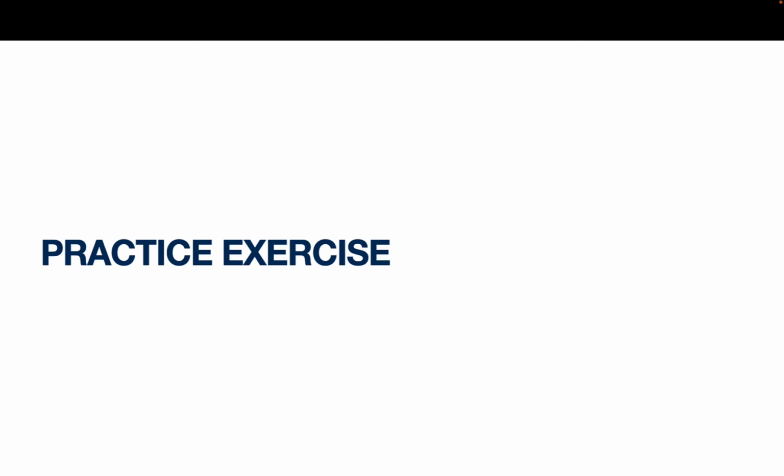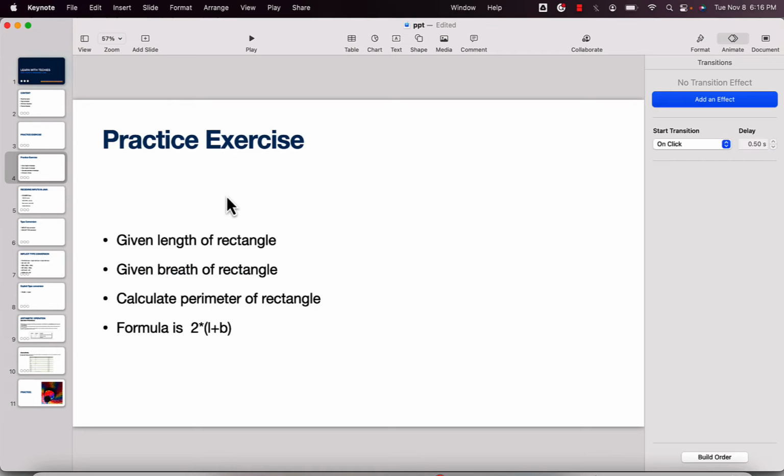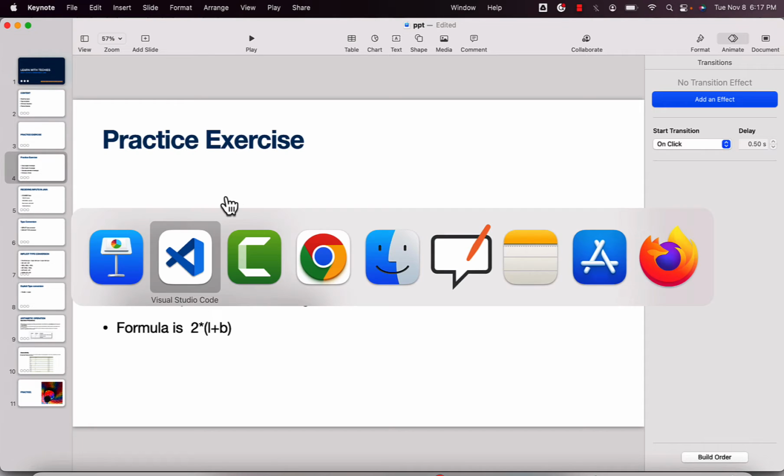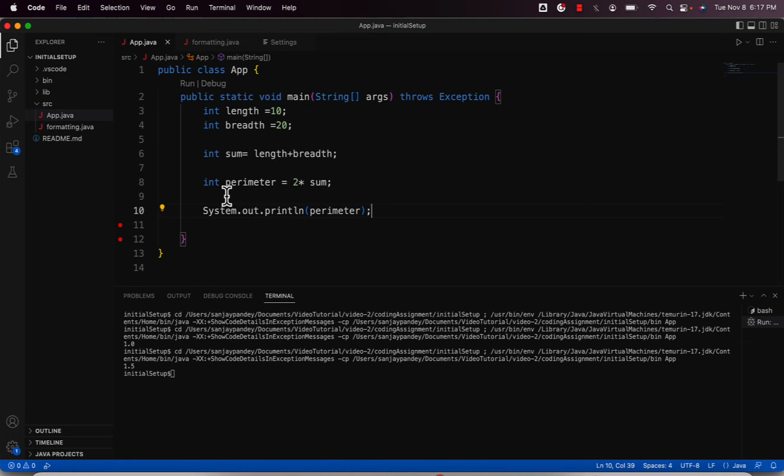So before we start the video, let's talk about the practice exercise that we were discussing in our last video. I'll just quickly provide you a solution and explain to you how we came to that solution. The question for last week was, given the length and breadth of a rectangle, we have to calculate the perimeter of the rectangle. The formula for that was 2 into (length plus breadth).